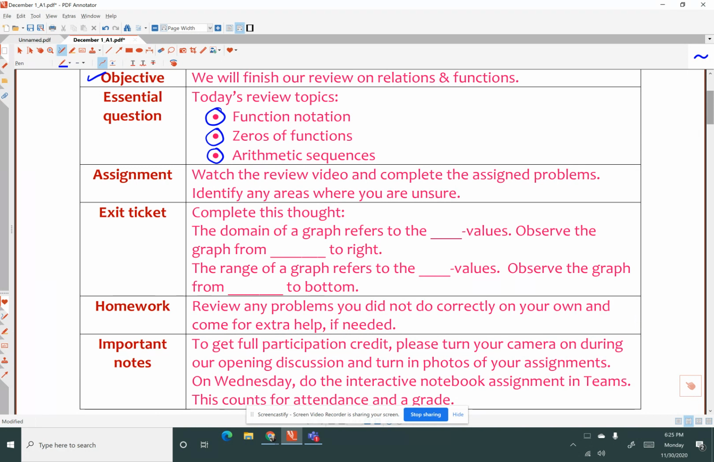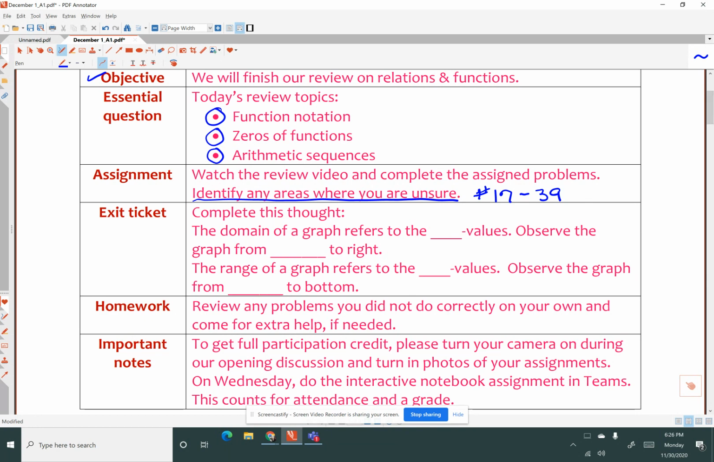Our assignment will be to watch our video and complete the assigned pages. We will work problems 17 through 39. The most important thing you can do is to identify any areas where you are unsure. I will offer extra help today, and I'll put a link again in Teams.